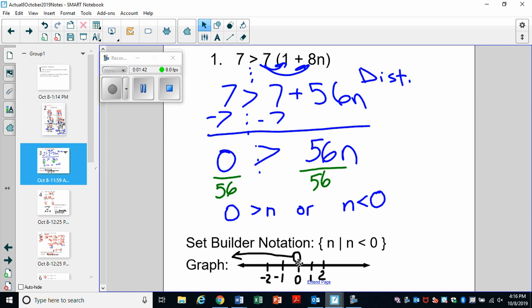And with the graph, put 0 in the middle, open circle because of a less than sign, arrow goes to the left. It's all your negative numbers that are included for n is less than 0.